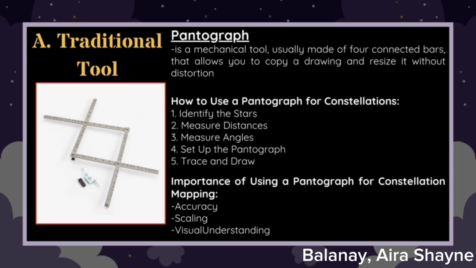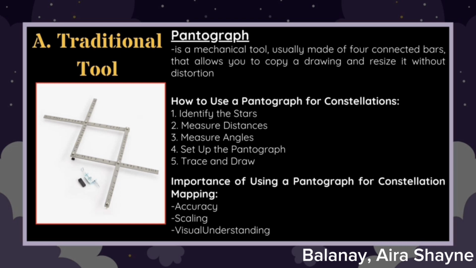Second is to measure distances. Measure the distances between the stars in the constellation. This can be done with a ruler or by using the scale reference from your star chart. The third one is to measure their angles. Measure the angles between the stars in the constellation, which helps establish the relative positions and orientation of the stars.